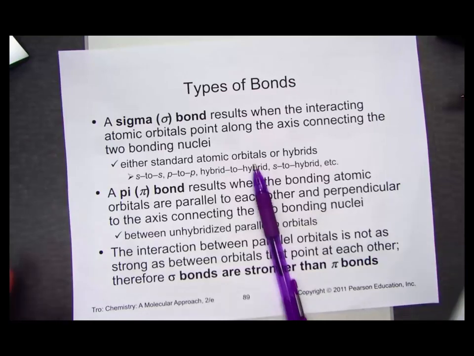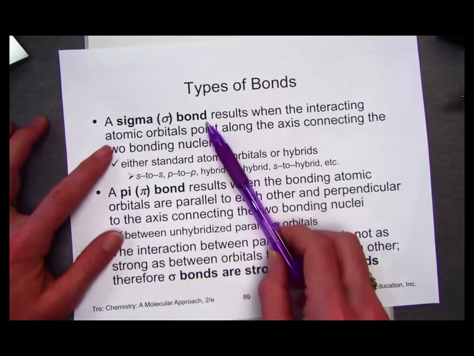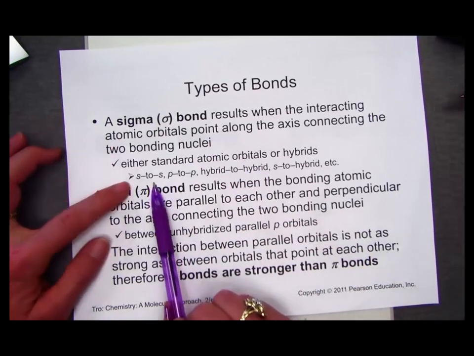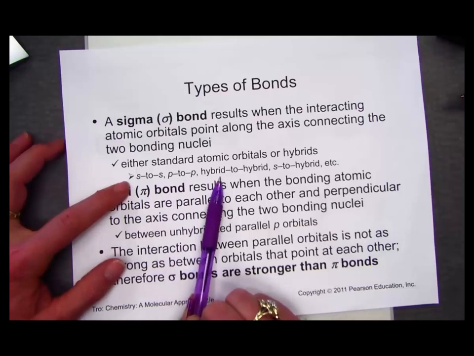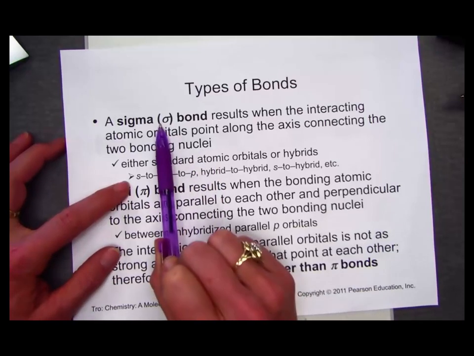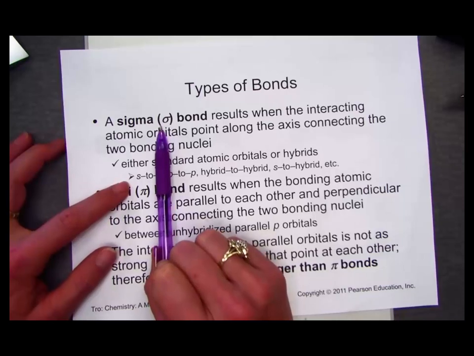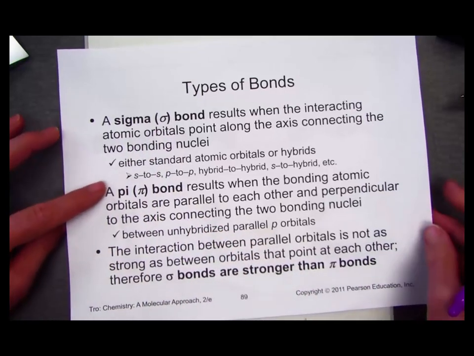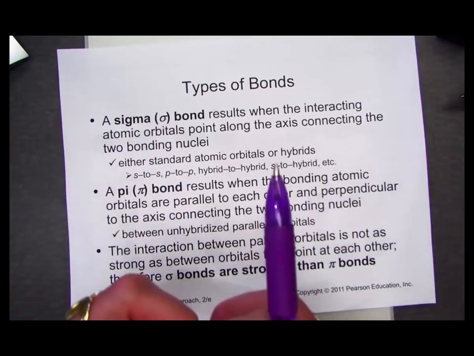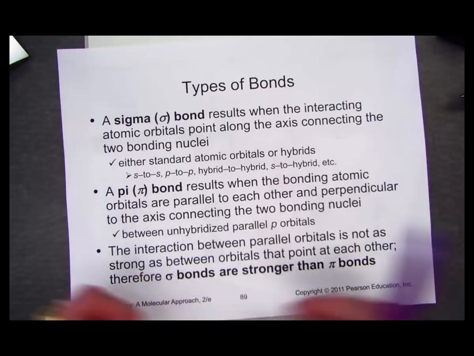Again, single bonds are known as sigma bonds. Any type of overlap, S to S, P to P, hybrid to hybrid, any other combination, the first is always a sigma bond. When the axes interact, connecting by just a simple overlap, it's known as a sigma.